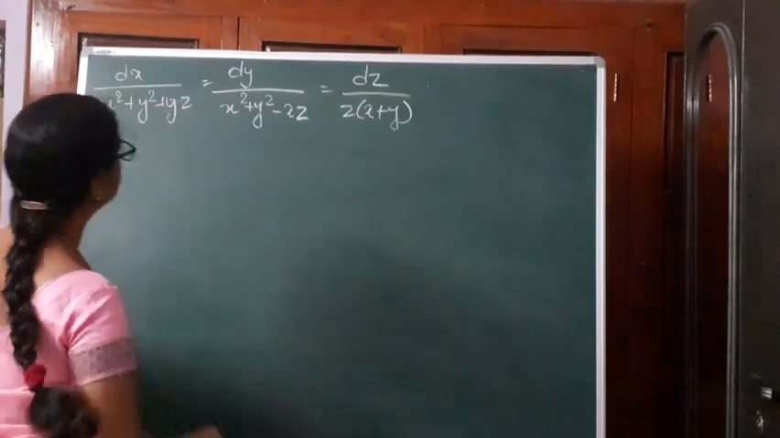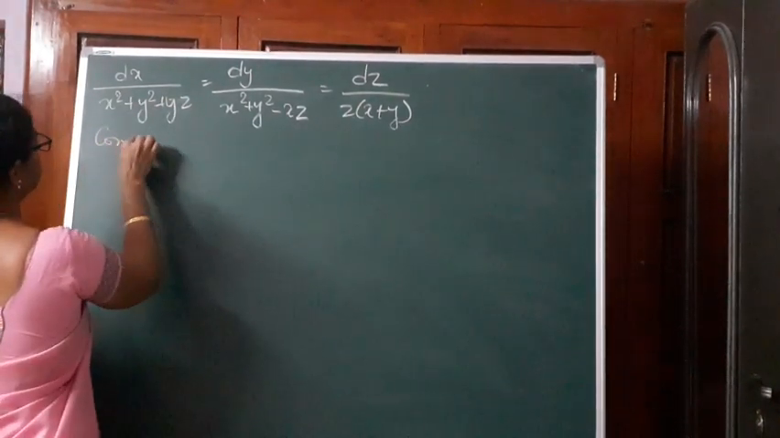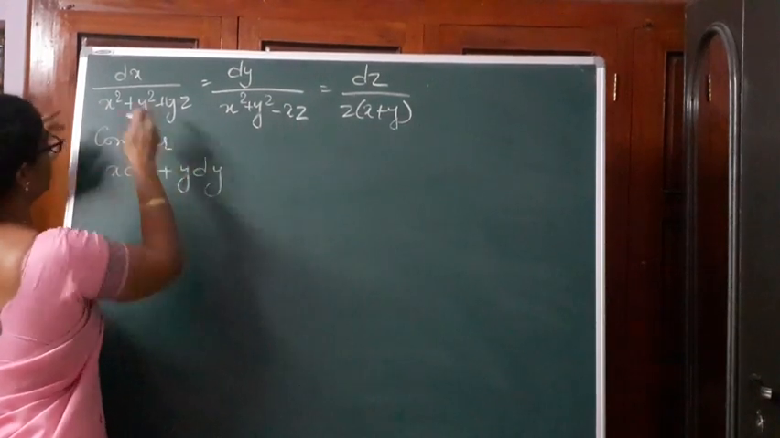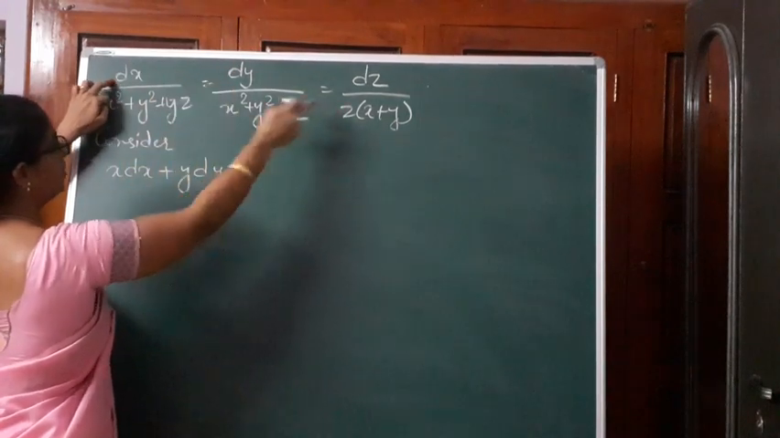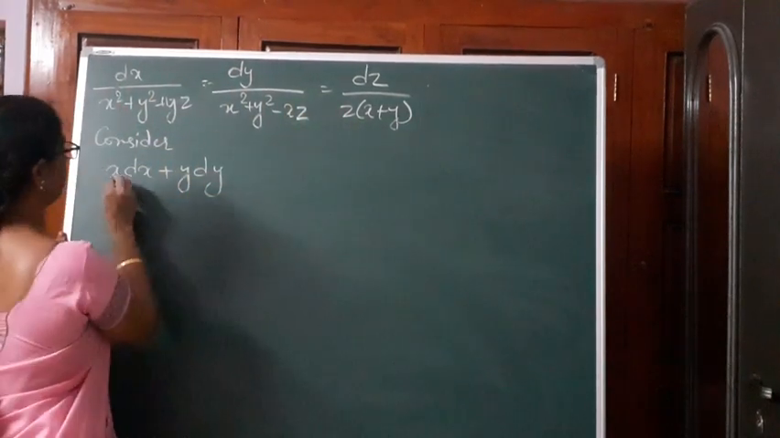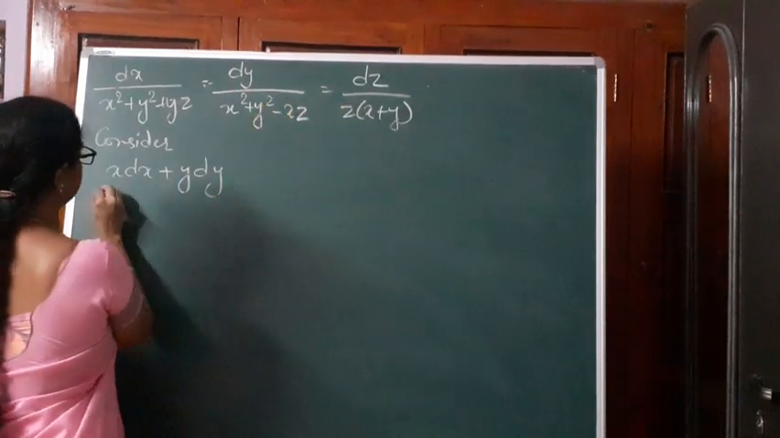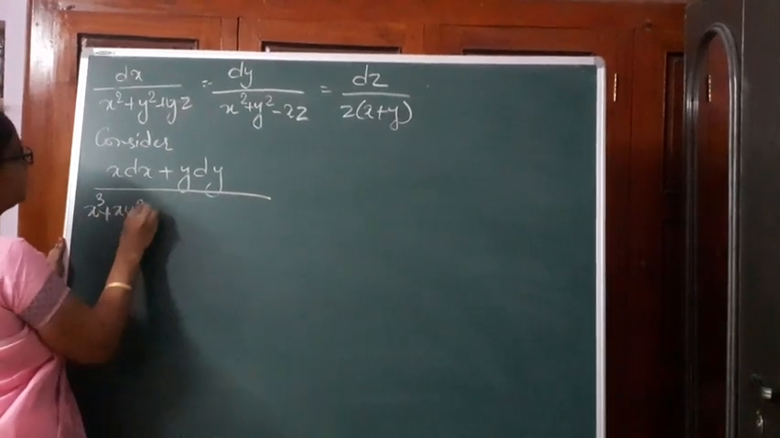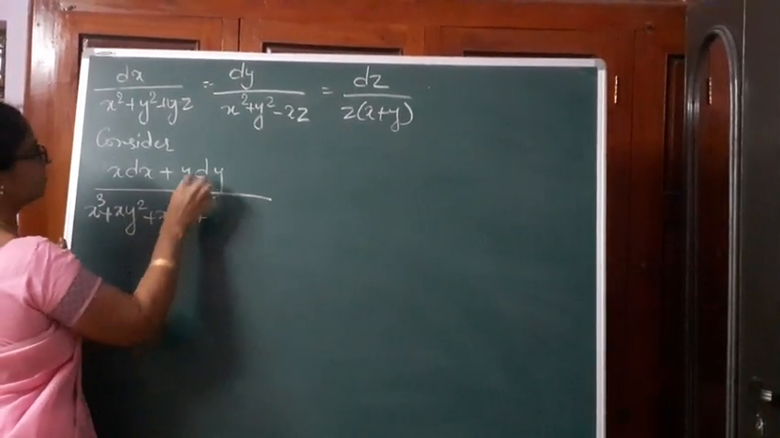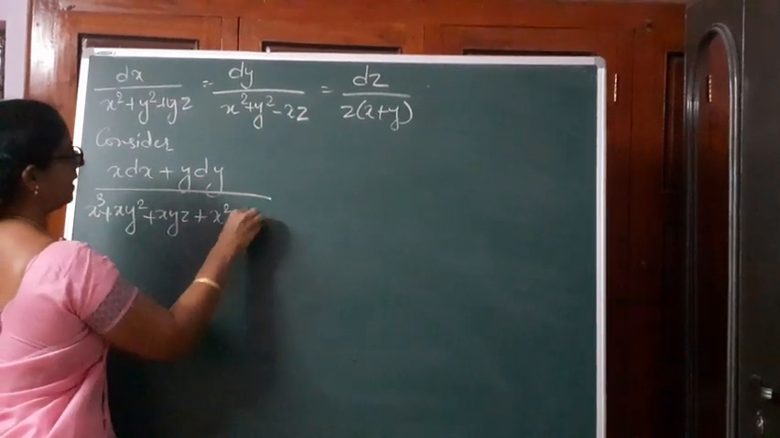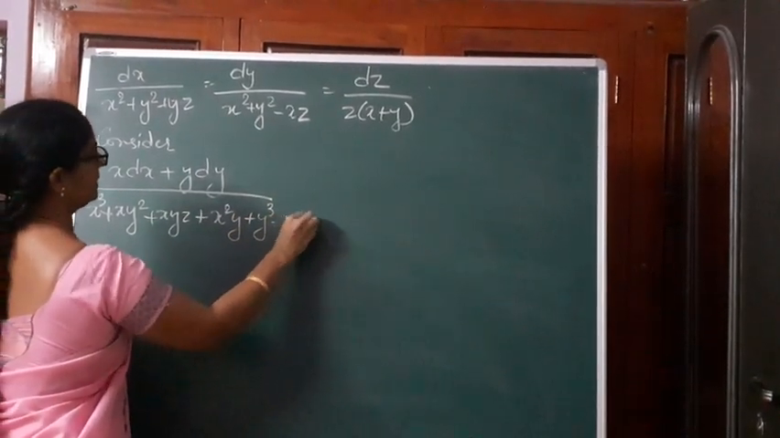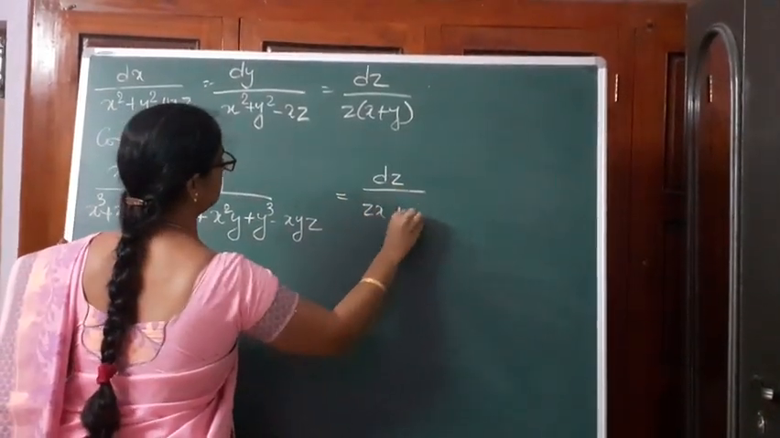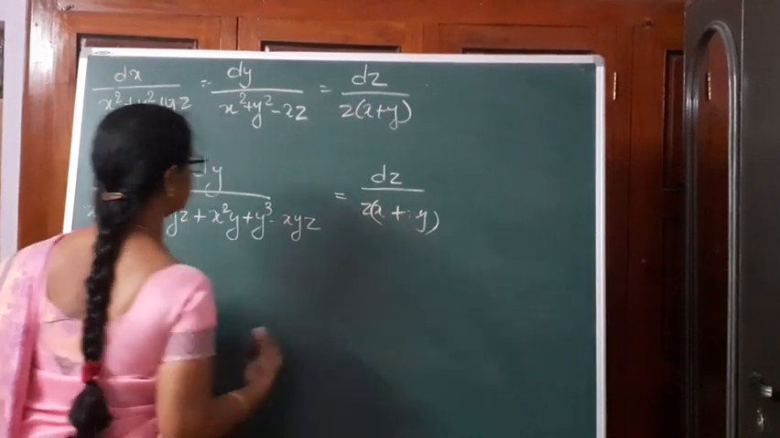Now consider x dx plus y dy. That is, we take the multipliers as x, y and 0 and we equate that to the third term, x into dx plus y into dy plus 0 into dz by x into dx is x cube plus xy square plus xyz plus y dy is x square y plus y cube minus xyz. Let us equate this to third term, dz by zx plus zy or z into x plus y.